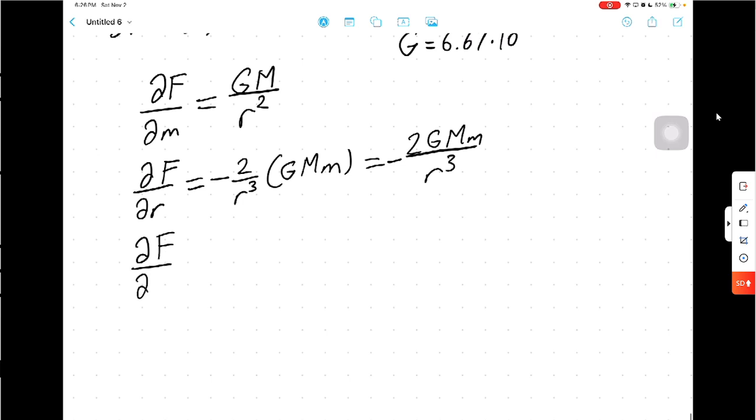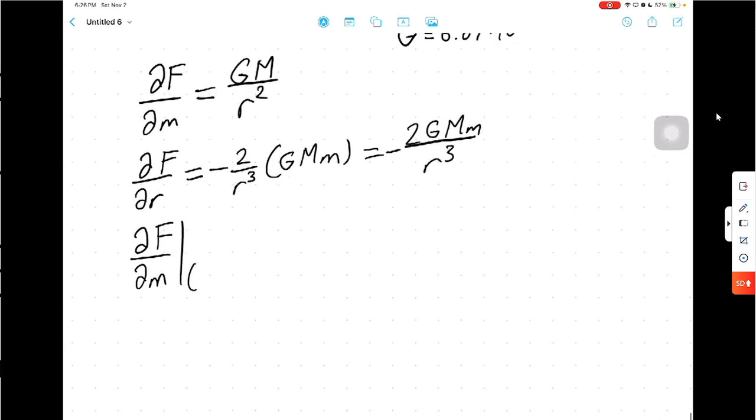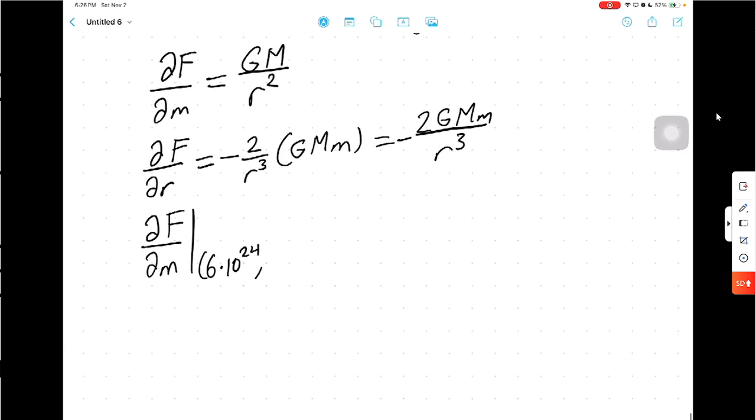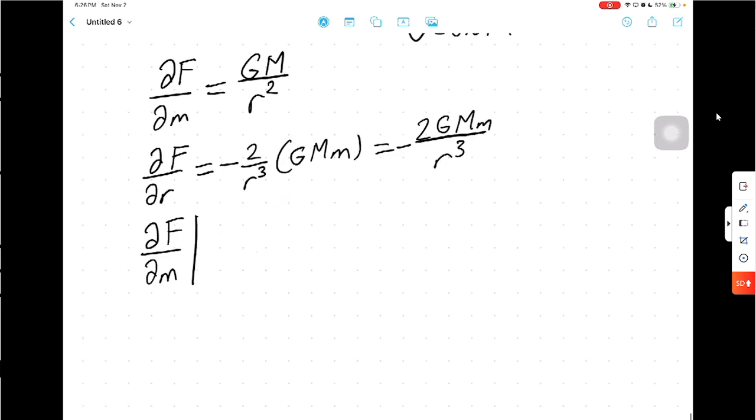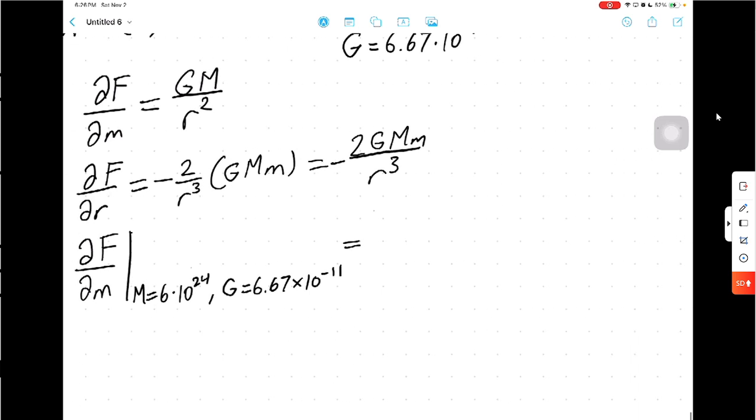And then evaluated at 6 times 10 to the 24, 6.6. Actually, these are constants. These aren't m and r, though. M is equal to 6 times 10 to the 24. G is 10 to the negative 11, which is equal to 6.67 times 10 to the negative 11 times 6 times 10 to the 24 over r squared.